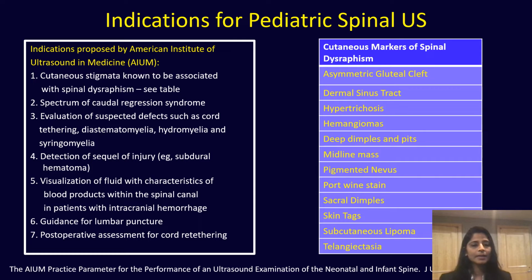This is a list of indications enlisted by the American Institute of Ultrasound in Medicine as recent as 2021, and as we see, the most common indication is cutaneous stigmata, as delineated in the right-sided table, which are known to be associated with spinal dysraphism, such as asymmetric gluteal cleft and dorsal dermal sinuses. There are other indications. It also acts as a guiding tool for lumbar puncture, and ultrasound is also required when assessment of the cord is to be made for abnormalities such as tethering or diastematomyelia.